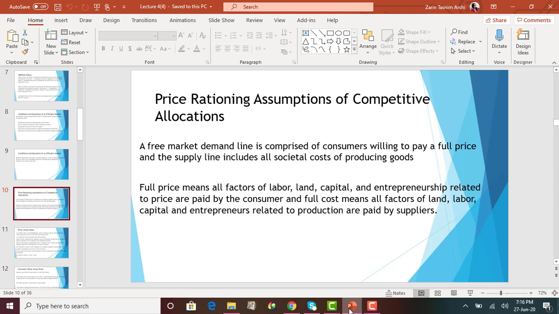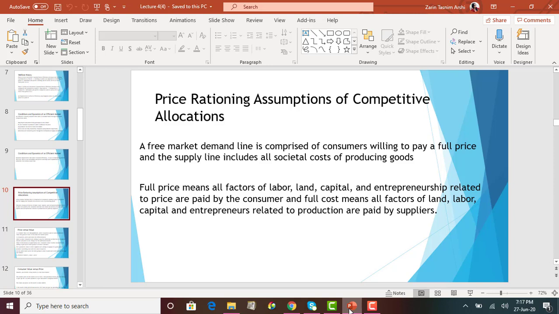Full price means all factors of production, that is land, labor, capital and entrepreneurship related to price, are paid by the consumer. So when a consumer is paying the price for a good, let's say I'm paying for a water bottle, I'm paying for the labor, I'm paying for the land, I'm paying for the capital, and I'm paying for the entrepreneurs needed to make that water bottle.